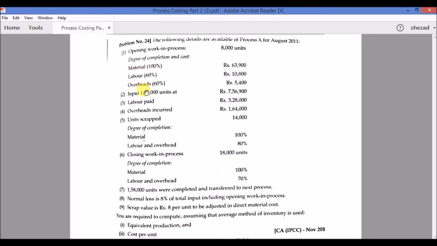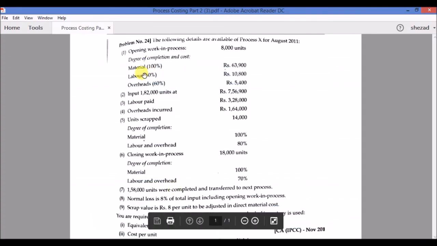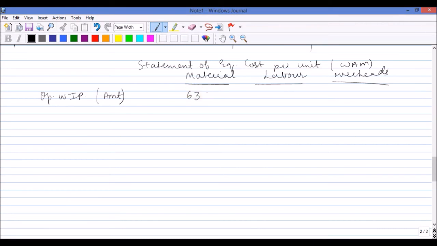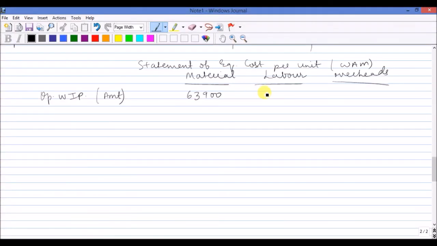Material, labor, and overheads is the opening work in progress. So the opening work in progress is having material, labor, and overheads, and this is in amount. So it is 63,900 for material, labor is 10,800 and overheads are 5,400.